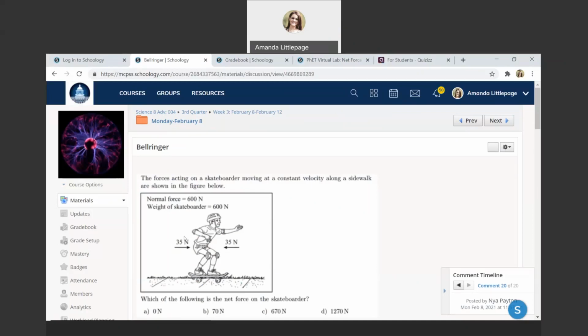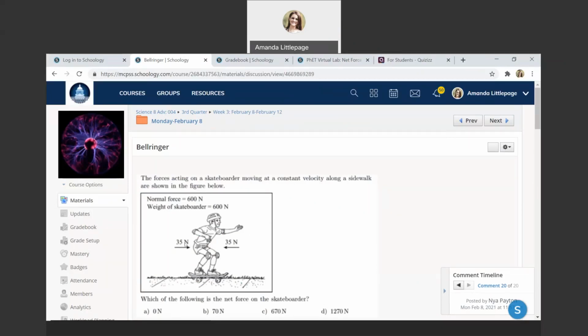And notice 35 newtons in the forward direction and 35 newtons in the opposite direction. So this force right here probably represents friction, for example. It could be rolling friction from the wheels or fluid friction from the air. But notice that they are equal and opposite. So that means that these two cancel each other out. So in this direction, forward and backwards, the net force is 0.